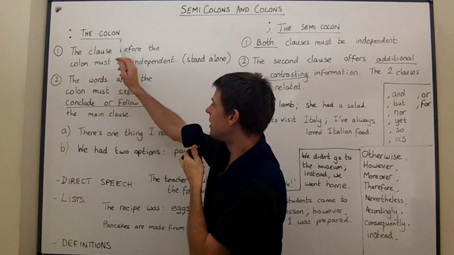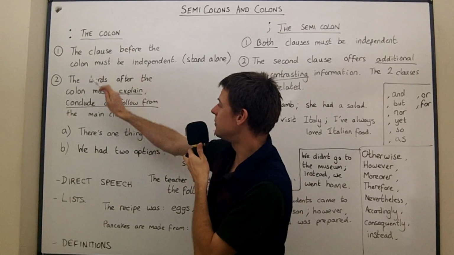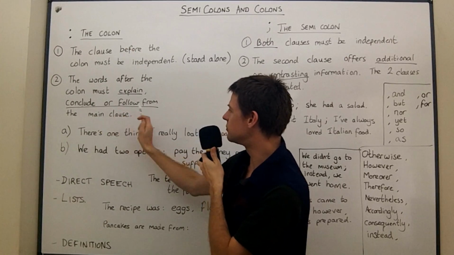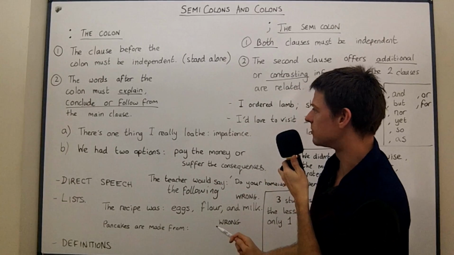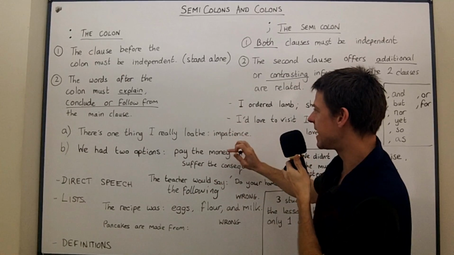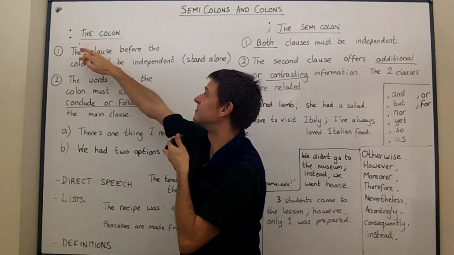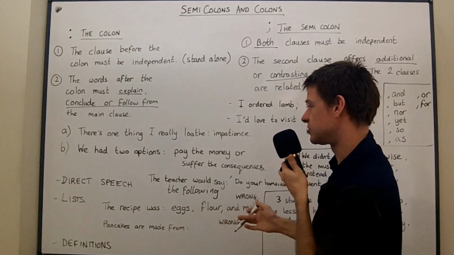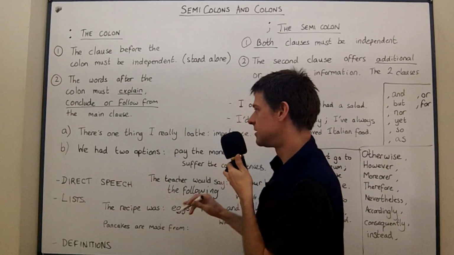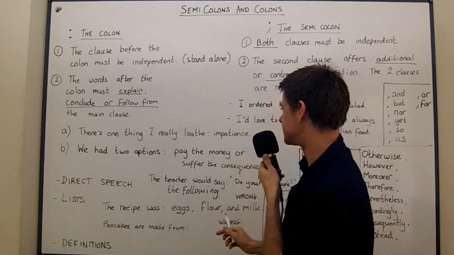Secondly, the words after the colon must explain, conclude or follow from the main clause. Okay, so this is usually an explanation of the main clause. That's what the colon says. It says that what follows will be an explanation of, or a definition of, the previous sentence.